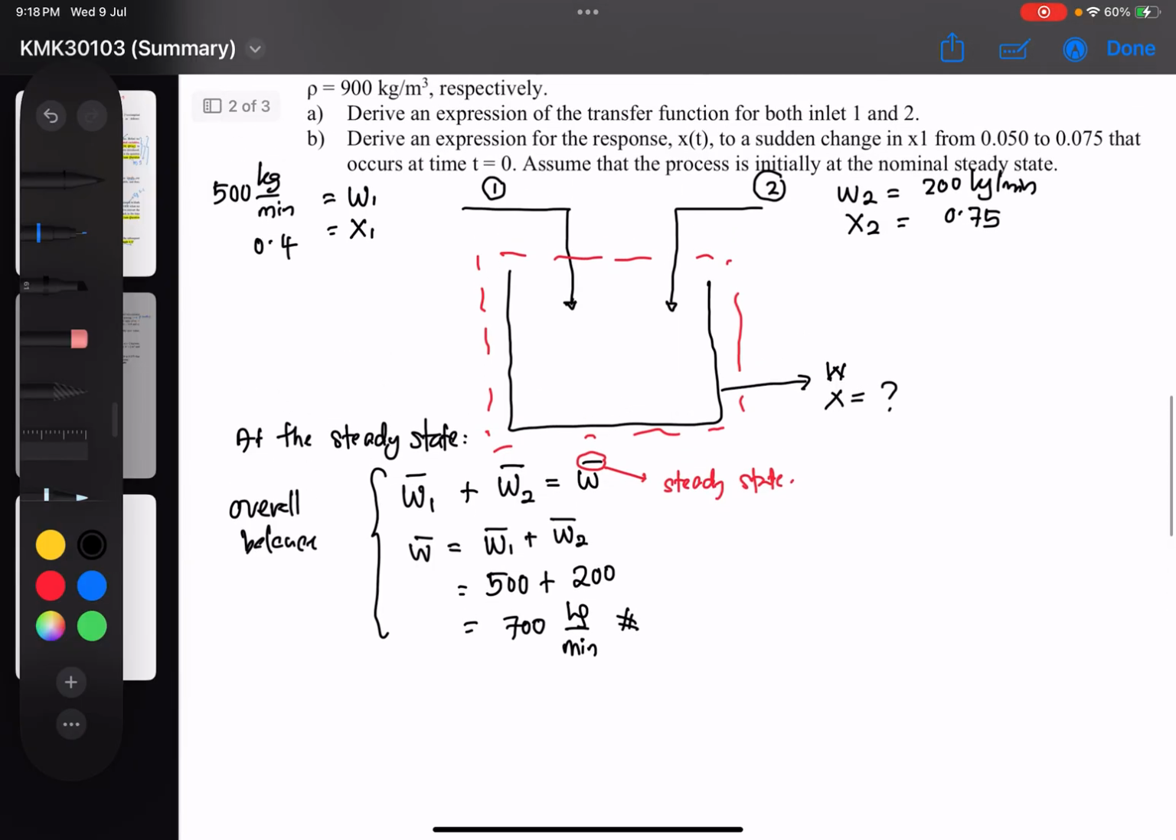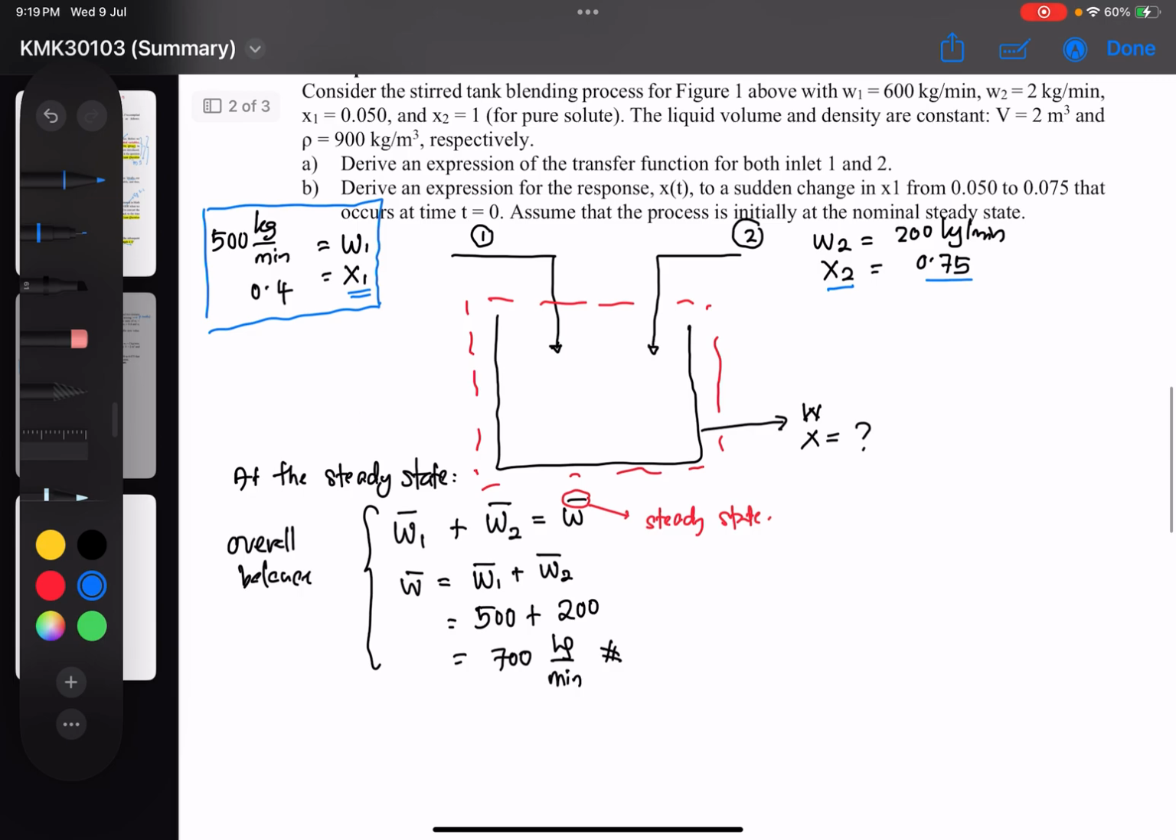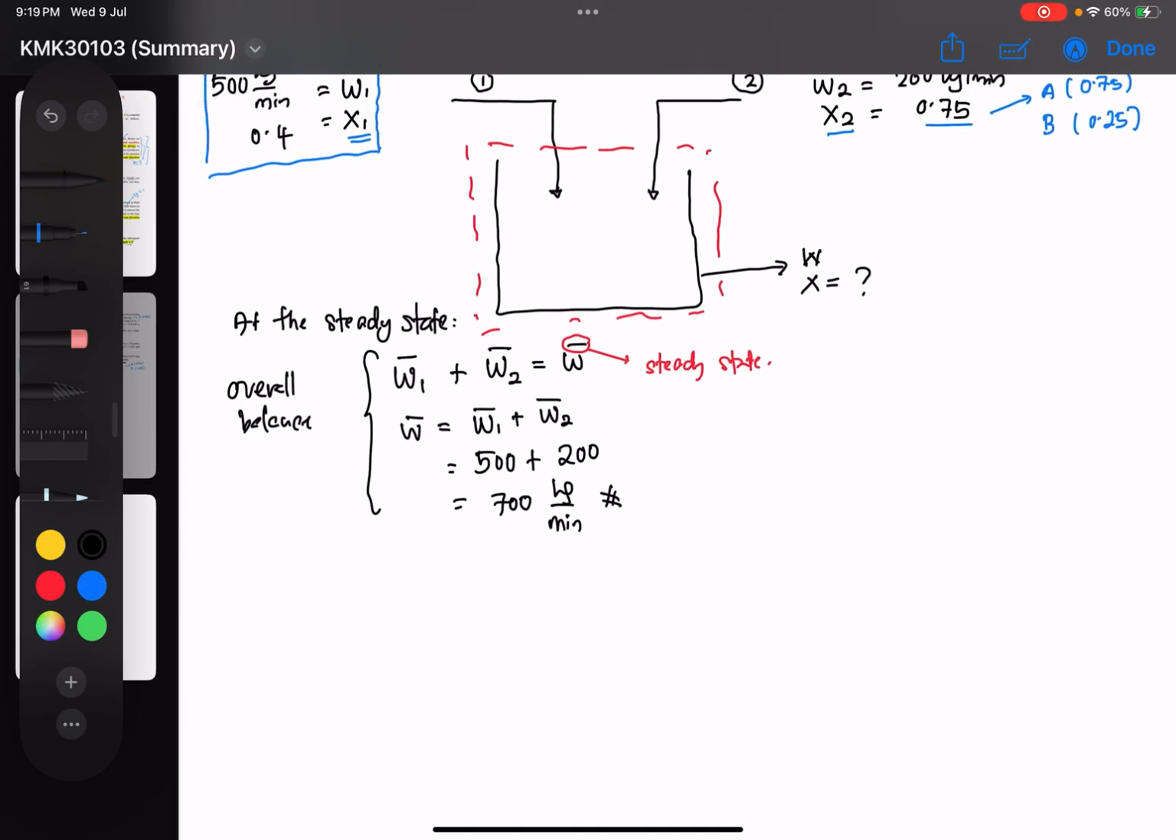If you take a look at the information given here, obviously this is a mixture. The X1, the mass fraction of component 1, is 0.4 in stream 1. Same goes here, the mass fraction in stream 2 is 0.75, which means that for stream 2 we have two different components, component A and component B. Most probably component A has a mass fraction of 0.75, while the remaining 0.25 is the mass fraction of component B. So here, I can take a balance for component A. Let's assume that the information given is for component A.